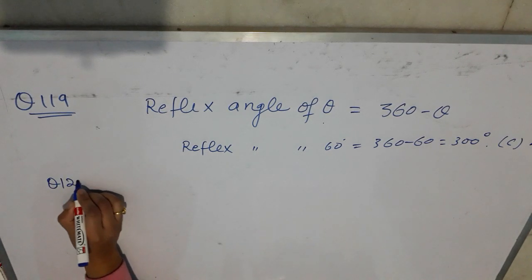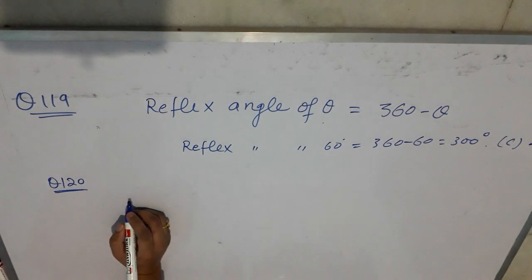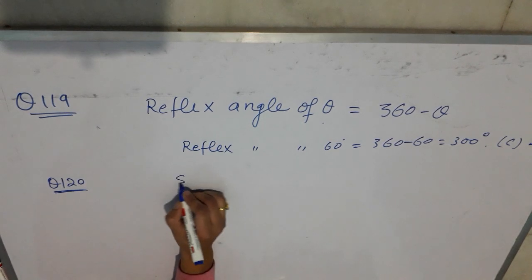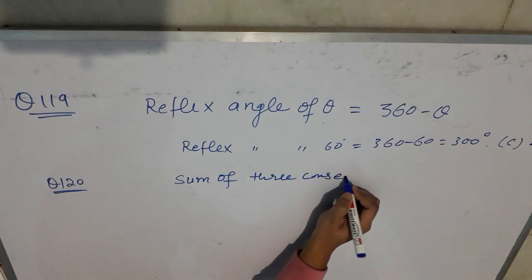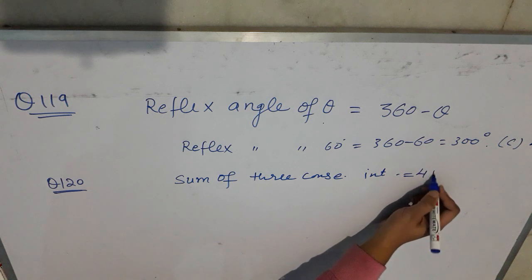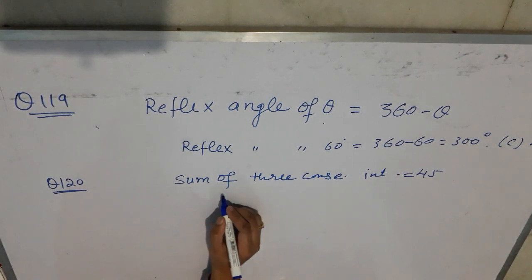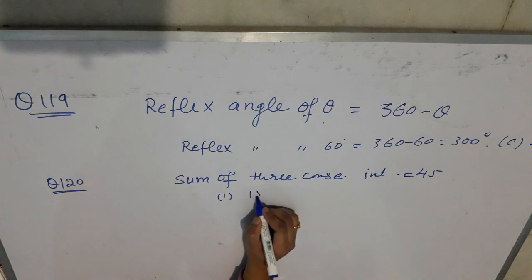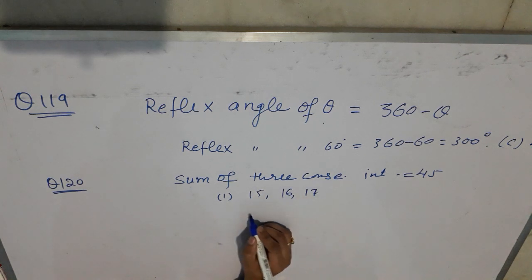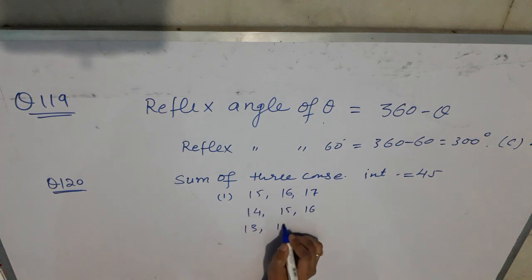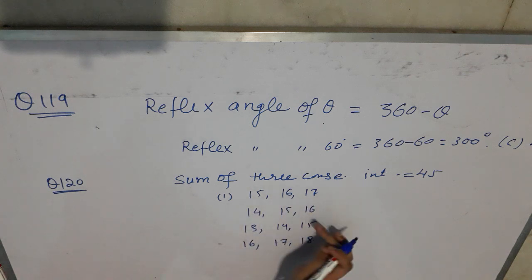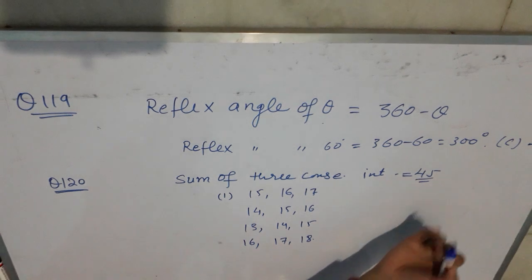The next question is 120, which says that the sum of three consecutive integers is 45. These kinds of questions are very easy if you attempt them through the options. The first option is 15, 16, 17, the second is 14, 15 and 16, the third is 13, 14 and 15, and 16, 17 and 18 is the fourth option. If you simply take the sum of all three numbers, wherever you get the sum 45, that will be the answer.